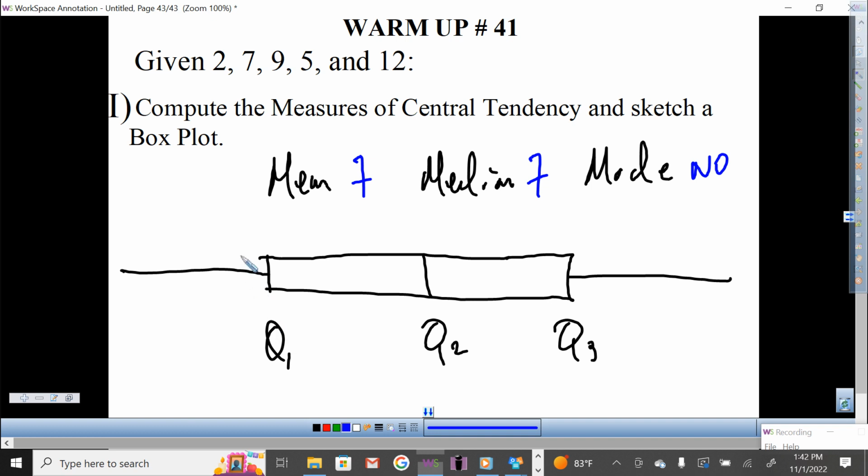Q1, Amy. 3.5. Hands if you got that. Looks about right. Q2, Zach. 7. And Q3, Andrew. 10.5. Hands if you got that. All right. And of course we got 2 as the minimum and 12 as the maximum. Hands if you got something like that. Yes? All right.